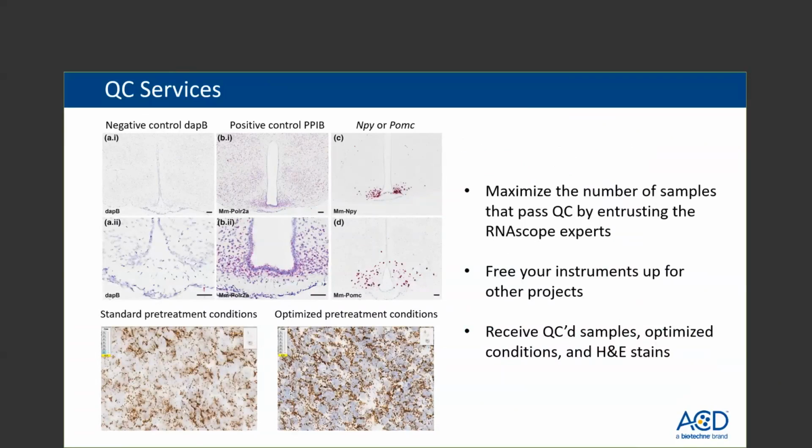Another offering that we have here is QC services. What this means is we can do quality check on tissues for the purpose of your research needs. This can help maximize the number of samples that pass QC by entrusting the RNAscope experts here on our side and help free up your instruments for other projects. What you would receive is QC'd samples with optimized assay conditions and H&E staining.